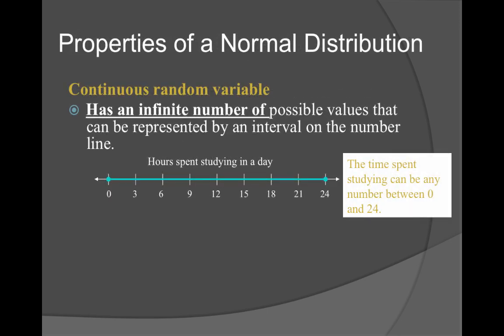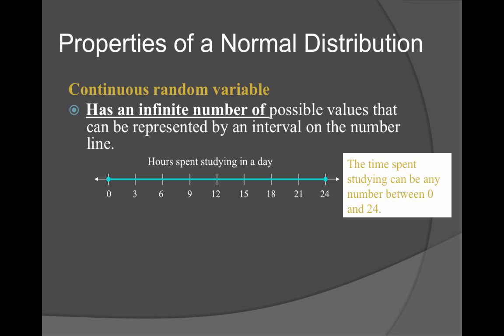All right, so what are the properties of a normal distribution? Well, first of all, we're going to be looking at a continuous random variable. All right, so what do we mean by continuous random variable? Hopefully this rings a bell from last week. A continuous random variable has an infinite number of possible values that can be represented by an interval on the number line. In other words, it's not discrete, which means it's not countable.